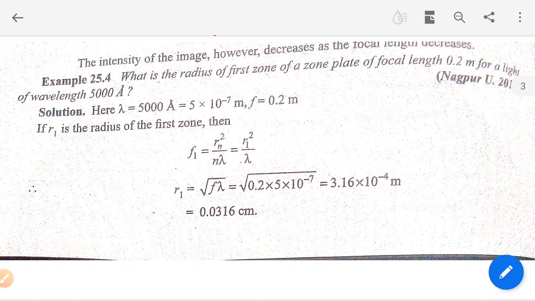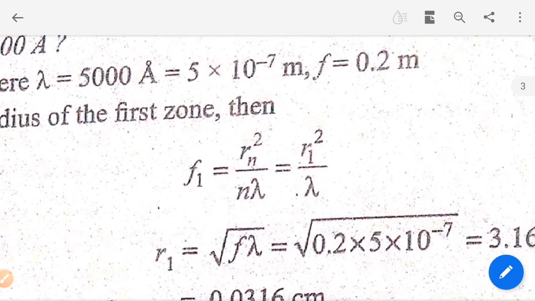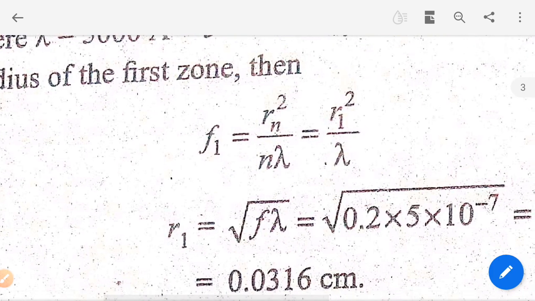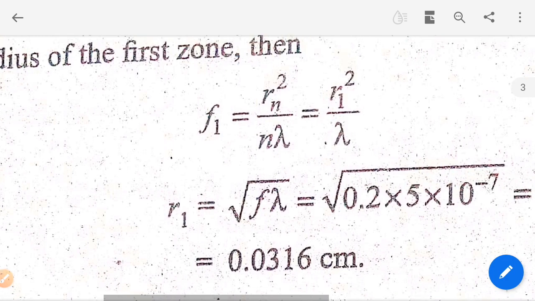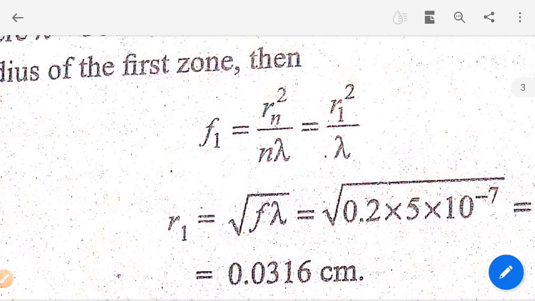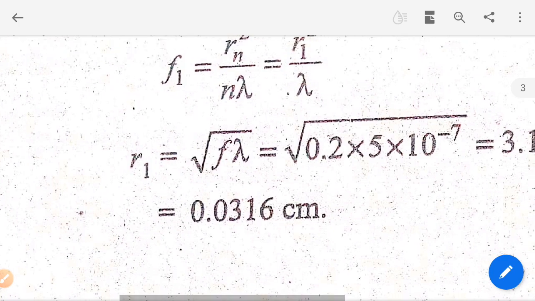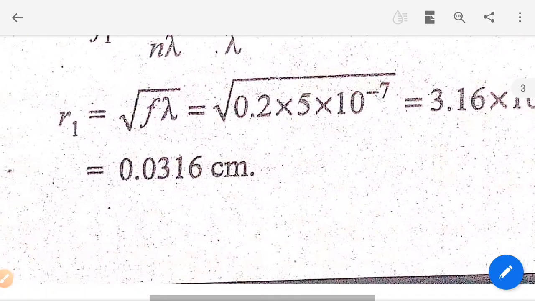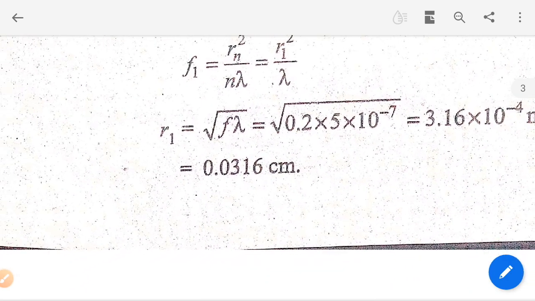If r1 is the radius of the first zone, then f1 is equal to r square by n lambda. Here n is equal to 1, the first order, so f1 is r1 square by lambda. Then we need the r value, which is equal to square root of f1 lambda, and this value is 3.16 into 10 to the power of minus 4 meter, or in centimeter it is 0.0316 centimeter.